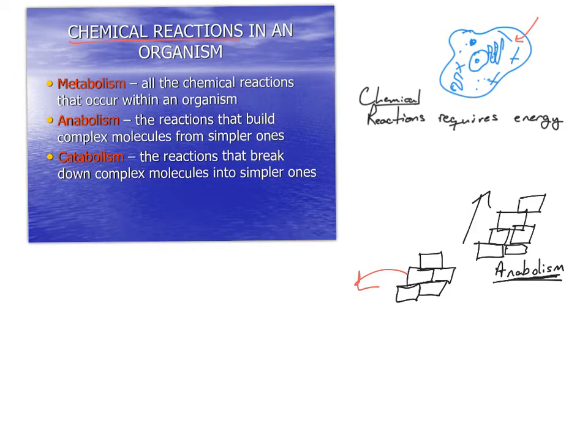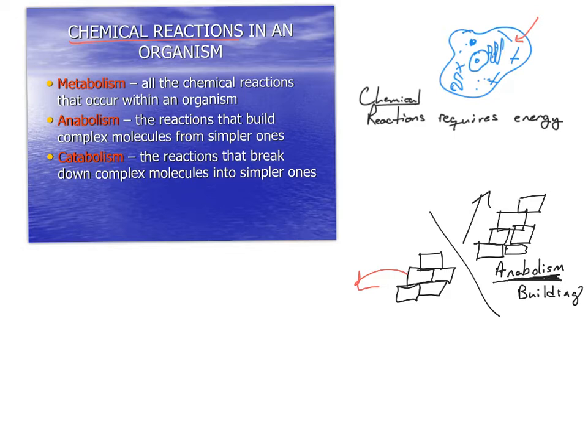So when a chemical reaction is building, we call it anabolism. So that's building up the body, building muscle, etc. So making complex molecules from simple ones, like Lego. If you think of a Lego as a simple molecule, but then you put a bunch of these together, you build something. So that's anabolism.